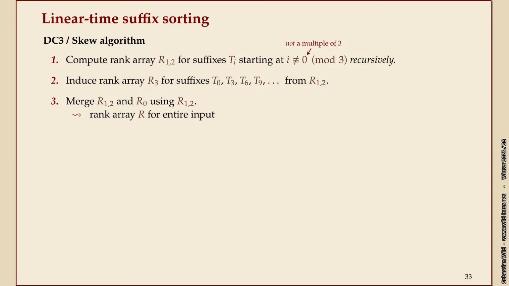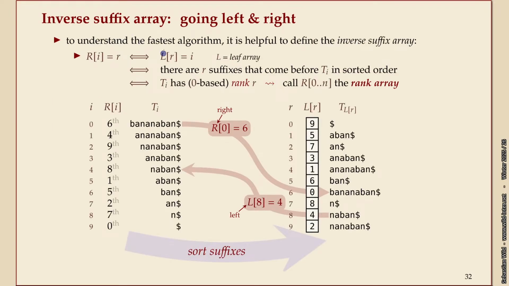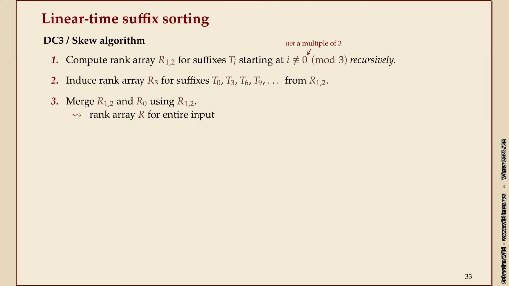So with that, let's tackle the actual algorithm to compute the sorted suffixes. It turns out it's more convenient to compute the rank array and not the leaf array or the suffix array directly. But as this picture and this definition show, if you have one, you can compute the other in linear time by just going through a loop over i and setting i at the position of R. Right? It's the inverse permutation. So we can compute either of the two, whatever is more convenient. And here we'll compute the rank array.